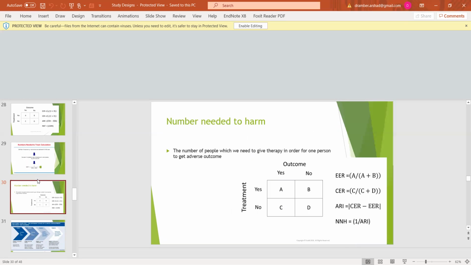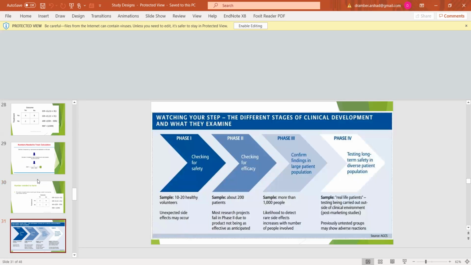Next is the number needed to harm. It is the number of people we need to give therapy to in order for one person to get the adverse outcome. The concept behind this is that when interventions are done, there are adverse outcomes. Even with antibiotics, we get diarrhea, and every medication has one or more adverse effects. Now, for quantification of the adverse effects, we use number needed to harm, which is 1 over absolute risk increase.